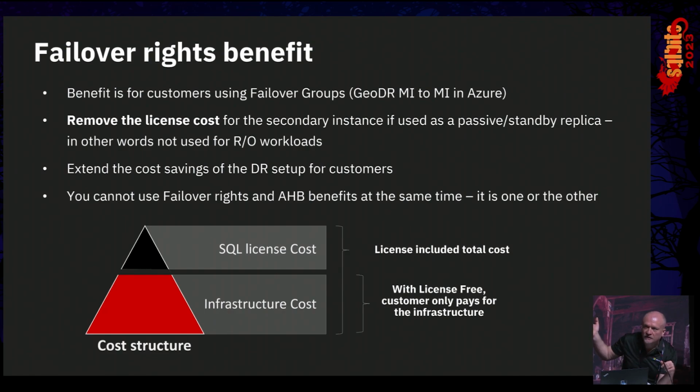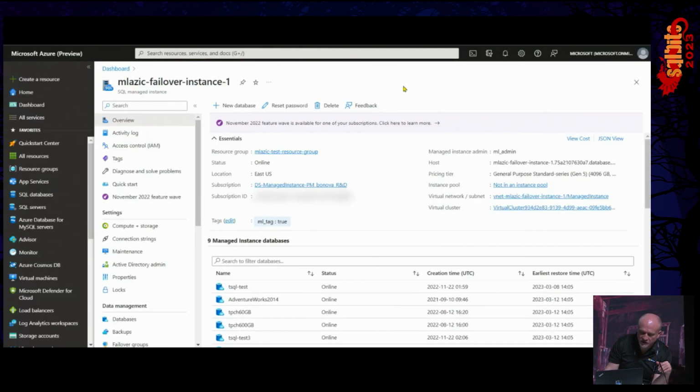On the slide here, we have just the structure of the costs. So the MI is priced in terms of the infrastructure costs, which is the vCores, the compute, the CPU used, and the storage, and license costs. So this license cost will be shaved off. So let's see now how this works.